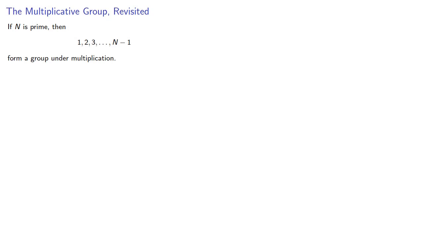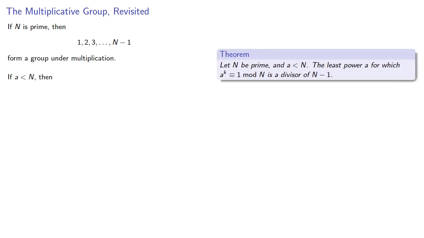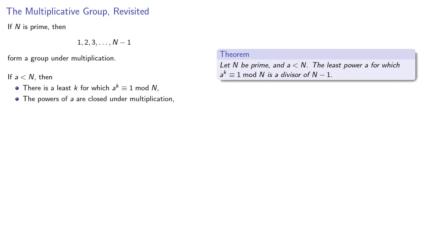So let's go back to the multiplicative group. If n is prime, then the elements 1, 2, 3 up to n minus 1 form a group under multiplication. Now, if a is less than n, then Euler's result proved that there is a least k for which a to the power k is congruent to 1 mod n. Moreover, we know that the powers of a are closed under multiplication, and every power of a has an inverse, that's another power of a.